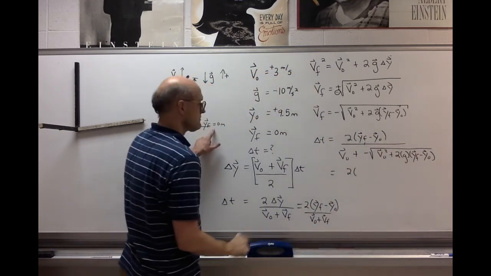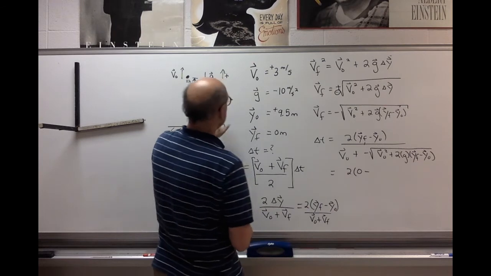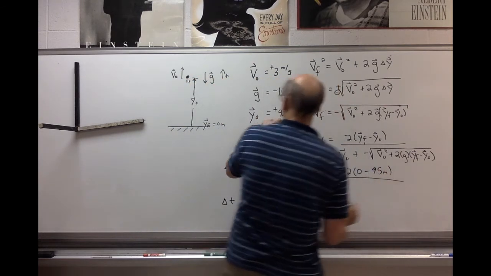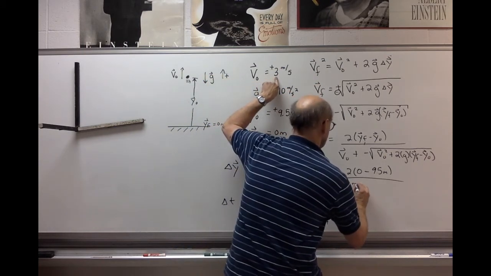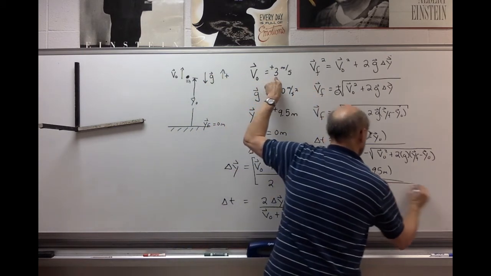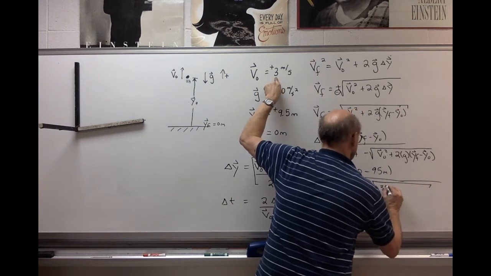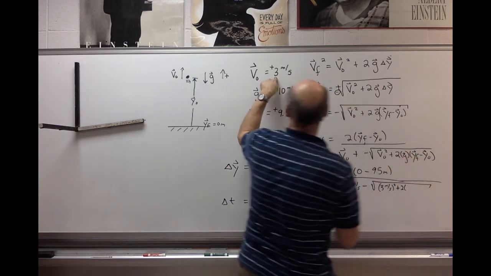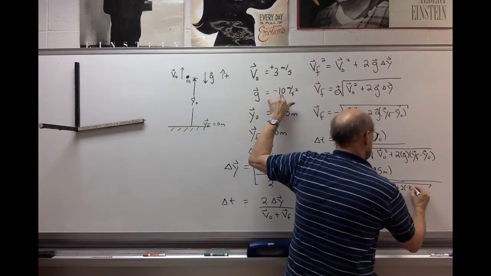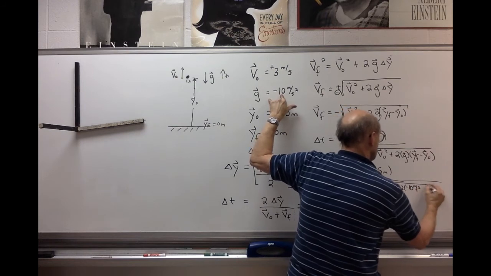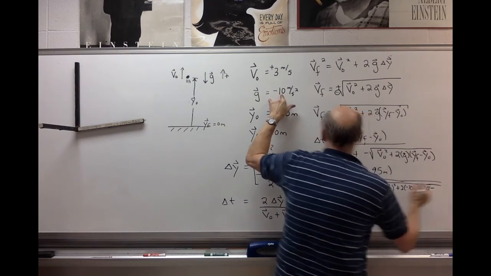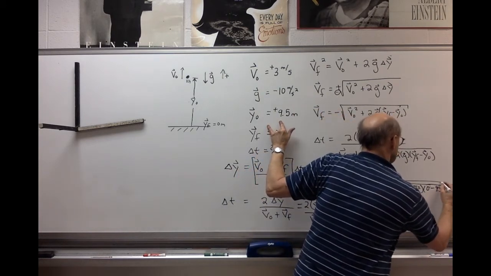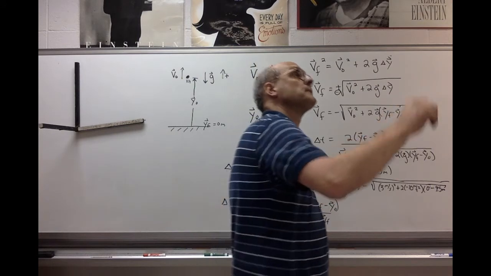So we have 2 times 0 minus 9.5 meters divided by 3 meters per second minus the square root of 3 meters per second squared plus 2 times negative 10 meters per second squared times 0 minus 9.5 meters. Let's see what we get.